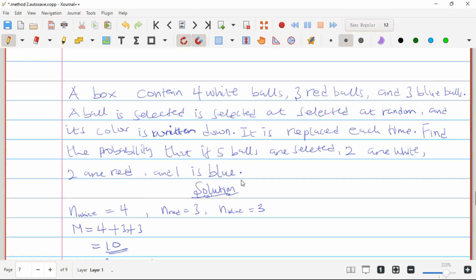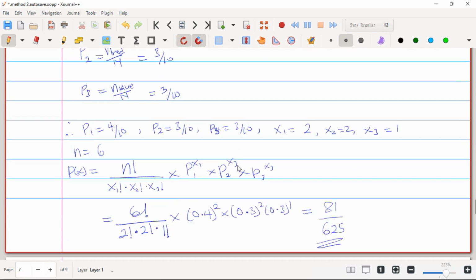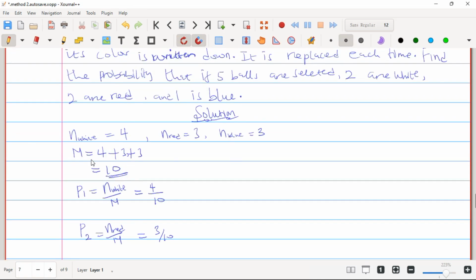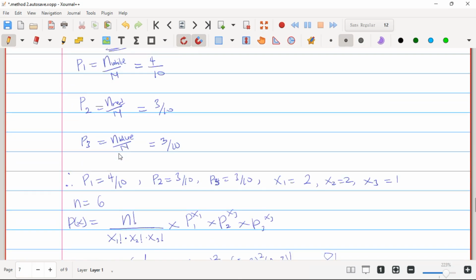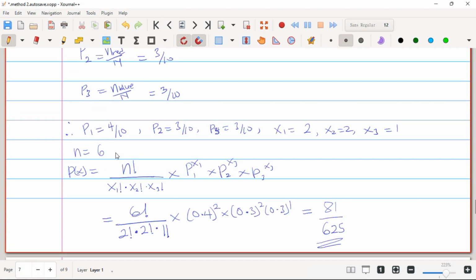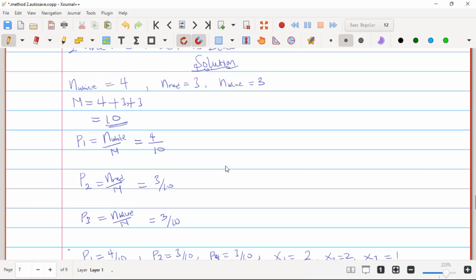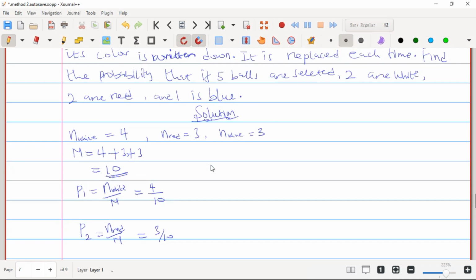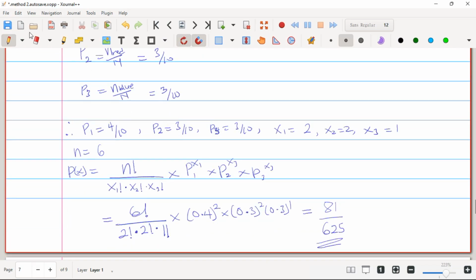Then let's find our x. Our x was given as 2 for white, 2 for red, and 1 for blue. So x1 will be equal to 2, x2 will be equal to 2, x3 will be equal to 1. And our n, you will see that 5 balls were selected at random. So I think I made some mistake here. It's supposed to be 5. So n is equal to 5 here, as you can see.